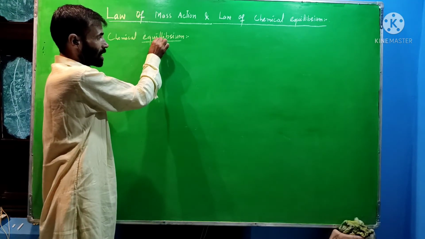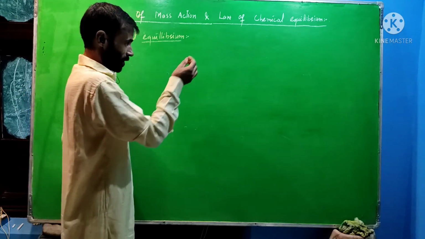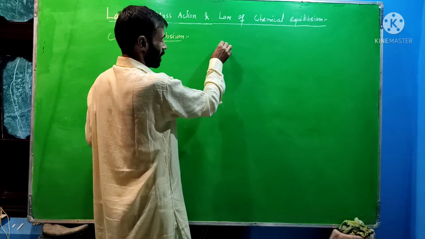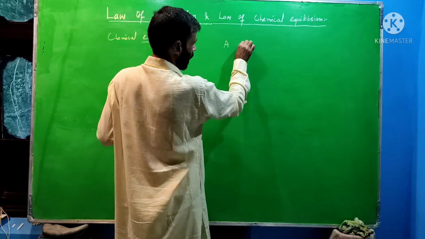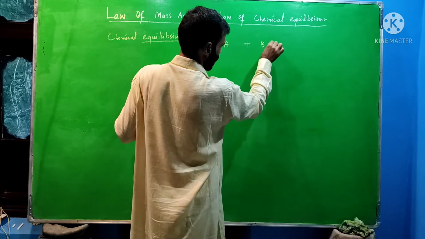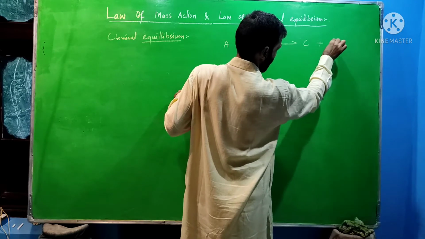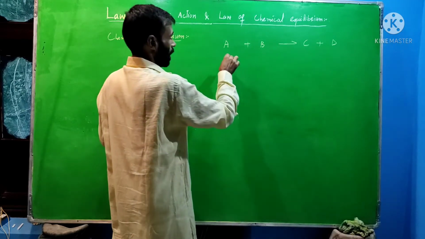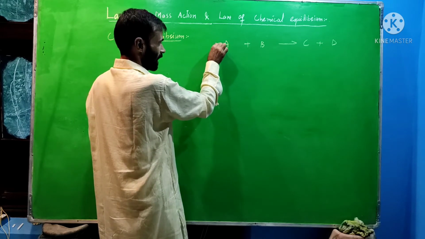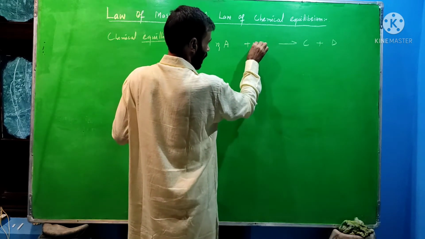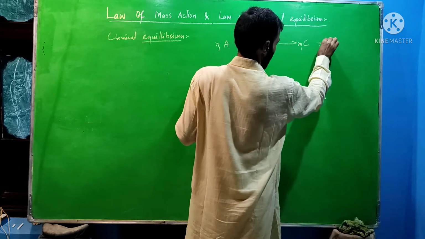We will take up the point of chemical equilibrium. In the case of reversible reactions, let us take a general example. Suppose we have reactants A and B that react with each other, leading to the formation of products C and D. If the balanced chemical equation involves coefficients N1 for A, N2 for B, M1 for C and M2 for D.